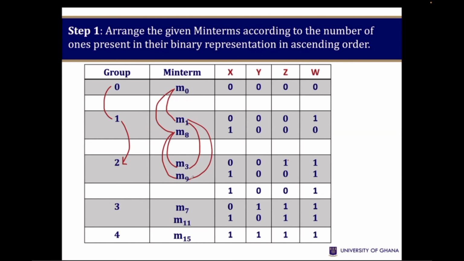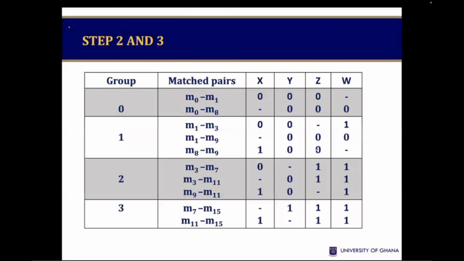Then let's look at M8 and M9. There's a match. Very good. So where do they differ? At W. Very good. So we have this also, they differ at W. So we put the dash at W. So we are done with this group also.